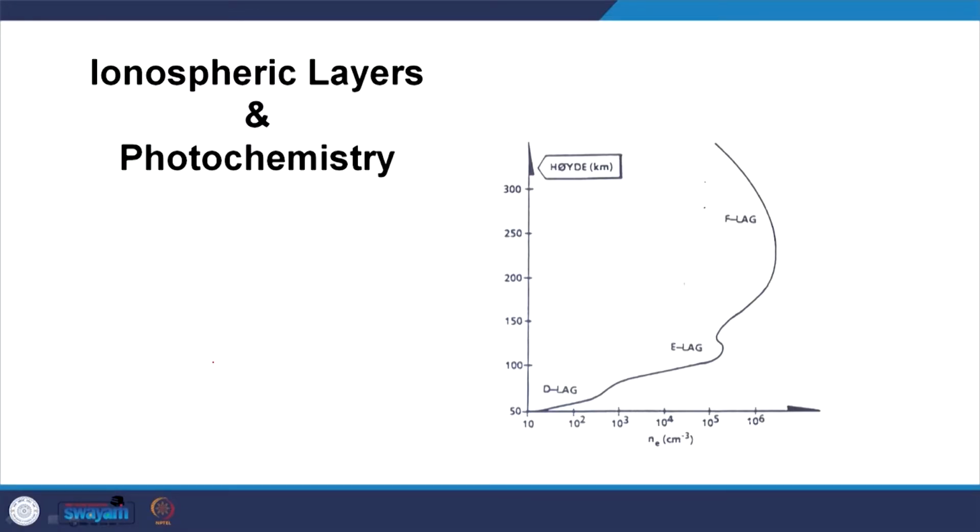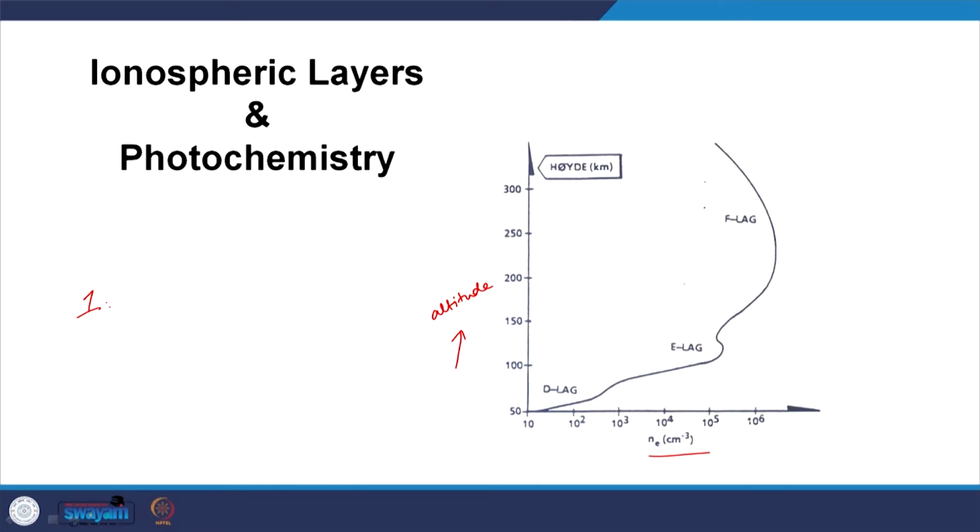This figure shows the number of electrons per unit volume, let's say per cubic centimeter, and on the y-axis you have the altitude. As you see from this figure, the number of electrons increases as you go up, reaches a maximum value at nearly 200 to 250 kilometers, and then decreases again. Now the first thing we want to ask ourselves is why are the ions and electrons forming?